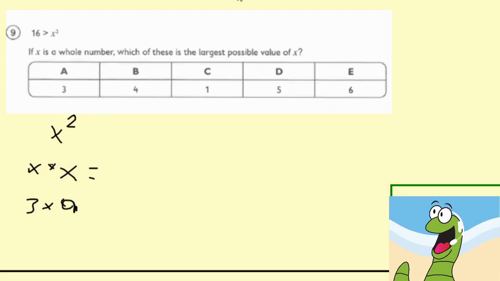3 times 3, because we're squaring a number, 3 3s are 9. 4 4s, well, 4 times 4 would be 4, 8, 12, 16. Well, it can't be that because this needs to be less, and we want the largest possible. 1 times 1? No. 5 times 5 is 25. 6 times 6 is 36. So the biggest possible number we can have is A. That's the biggest number which would fit there, x squared.